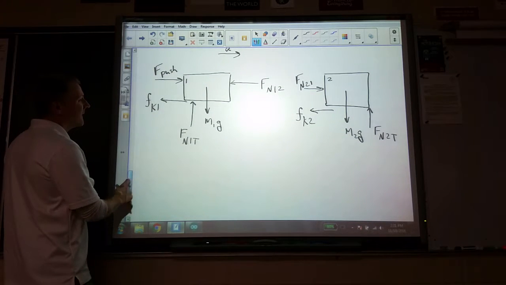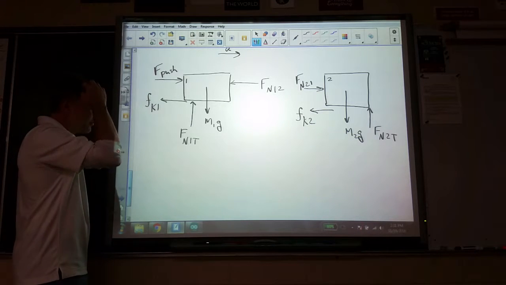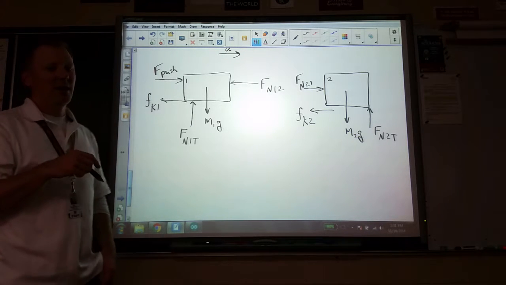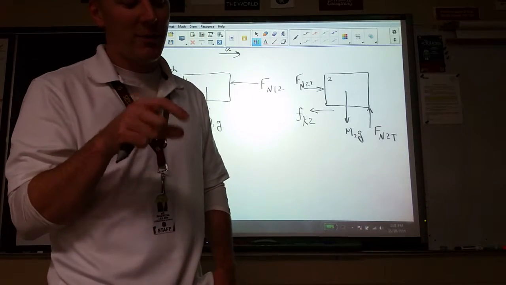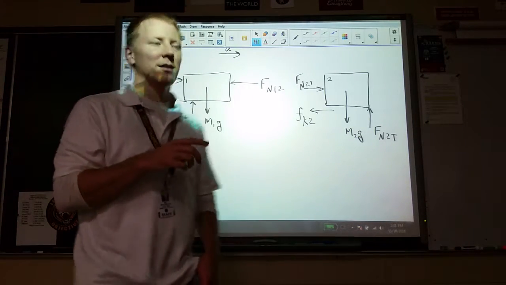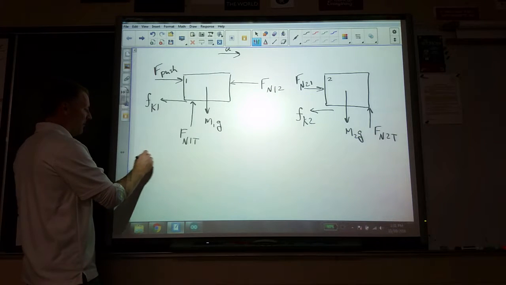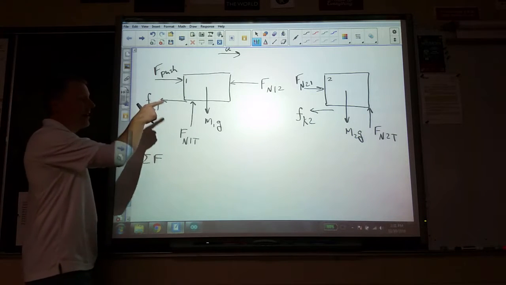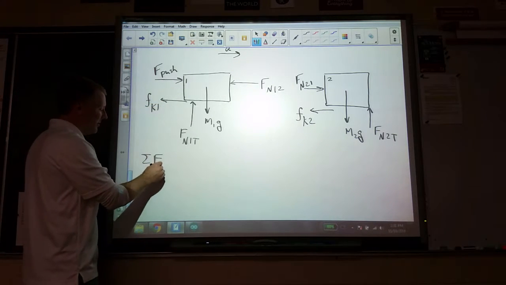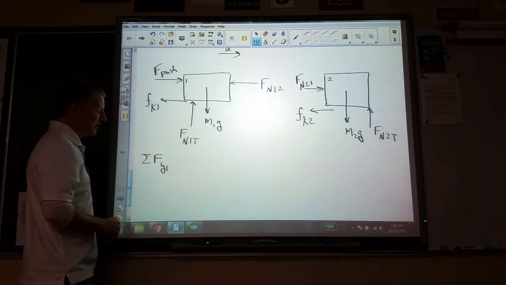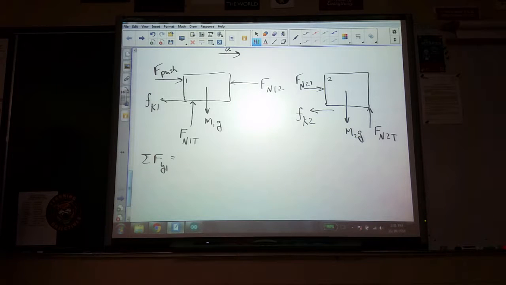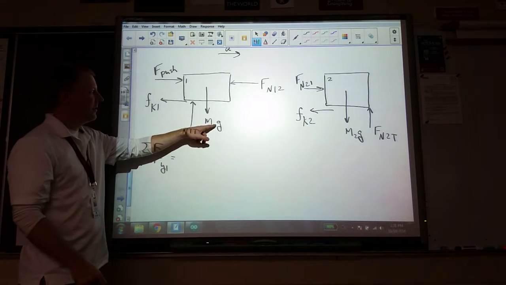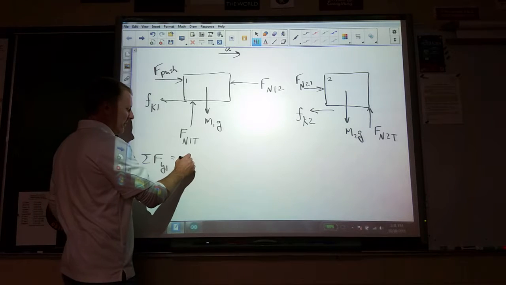Okay, so now we've got to do some of the forces equations. And in the worksheet, I've got 4 squares for this. One for X for each box, one for Y for each box. Let's do Y first because it's easy. We know it's moving in X, so that means Y is going to probably be easier. So the sum of the forces on box 1 in the Y. Only 2 things are going. FN1T, yep.